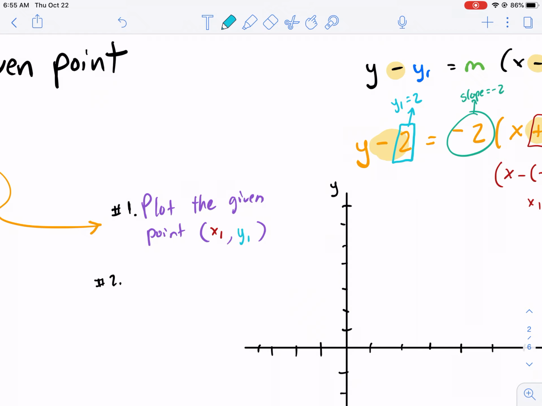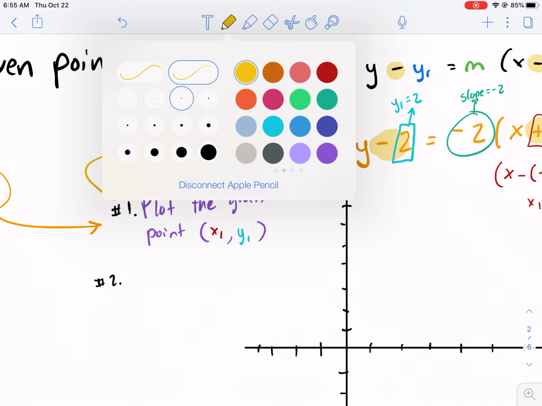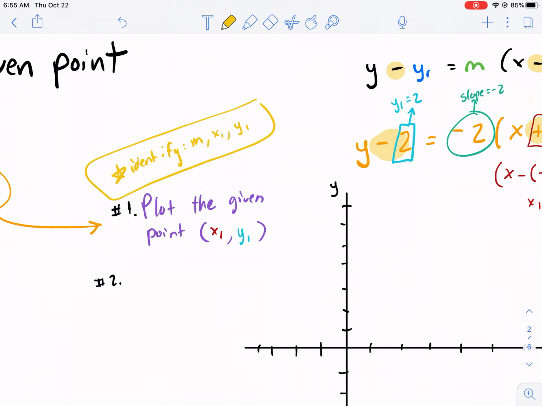So make sure you, I'll put this as a star, identify m, x1, and y1. Make sure you do that first. Okay. So we plot the given point, x1, y1. So we already identified our x1, y1.